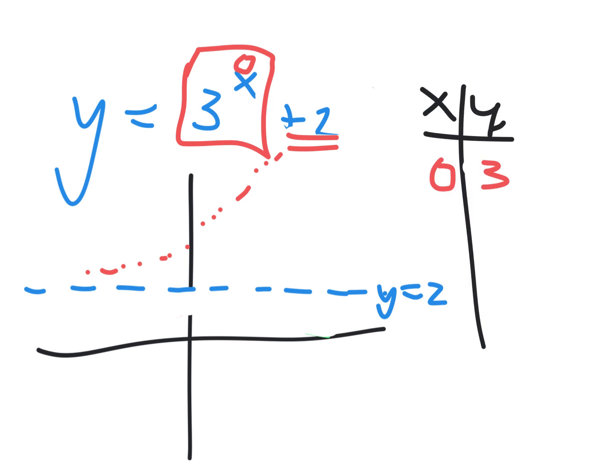All right. Now I'm going to put in a 1. 3 to the 1 is 3. 3 plus 2, don't forget the plus 2. 3 plus 2 is 5. 1, 5. Liam, give me a point. And if you stick in 2, what'd you get?